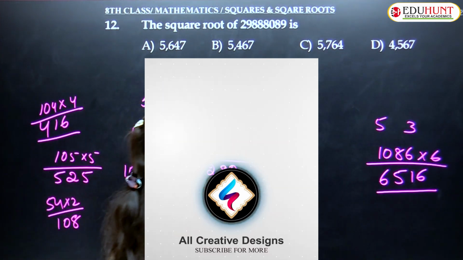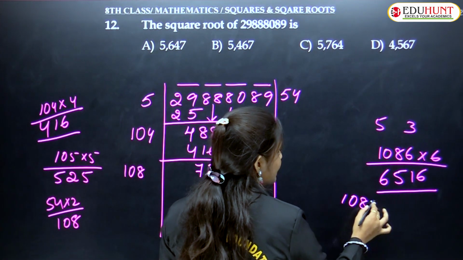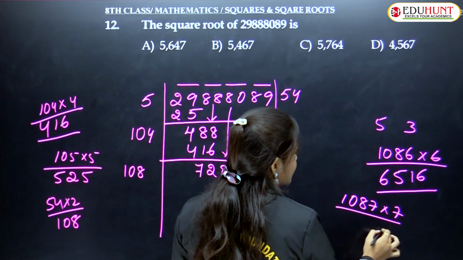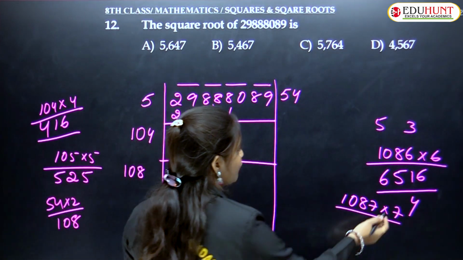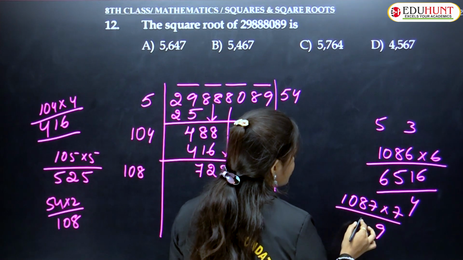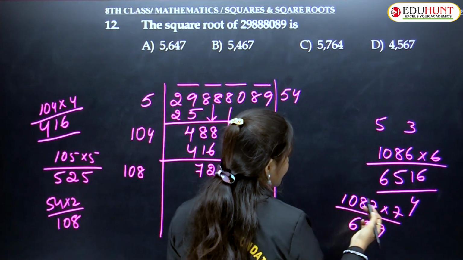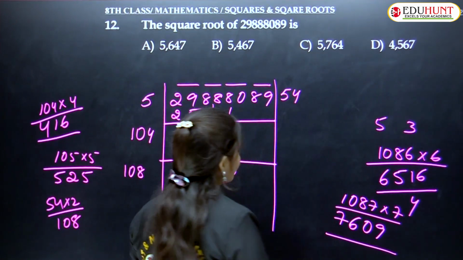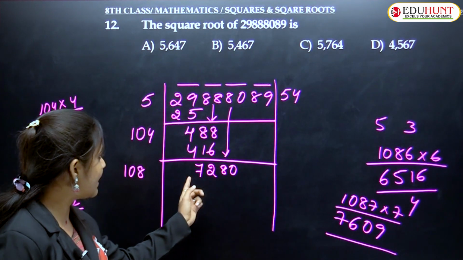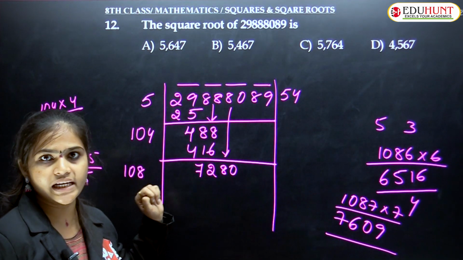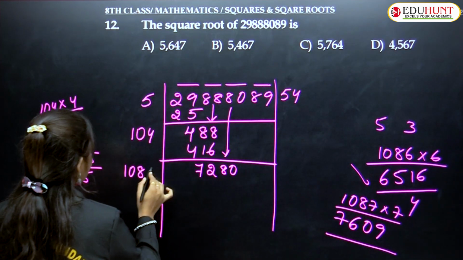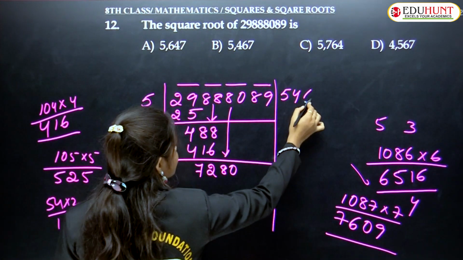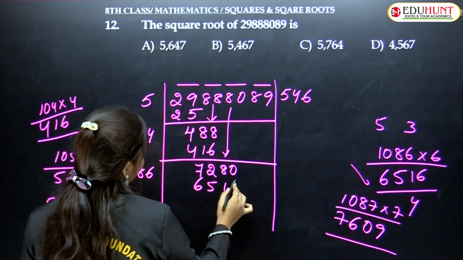So check one more number, 1087 into 7. 7 7s 49, 7 8s 56 plus 4 is 60, 700 plus 6, 7 1 7. So 7609, that is more than 7280. So it is better to go for 6. So 1086 into 6 is equal to 6516.